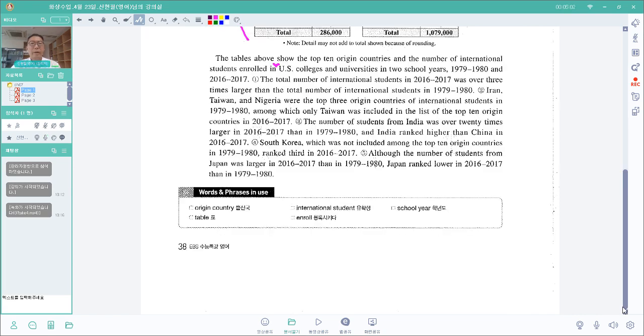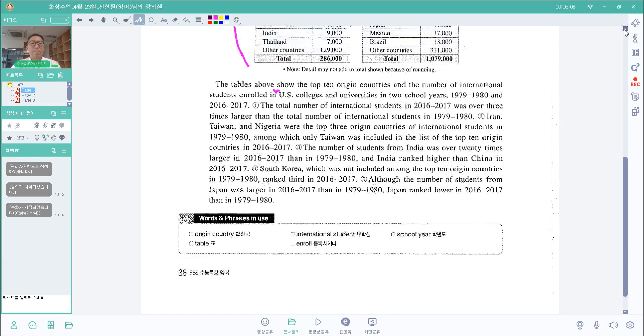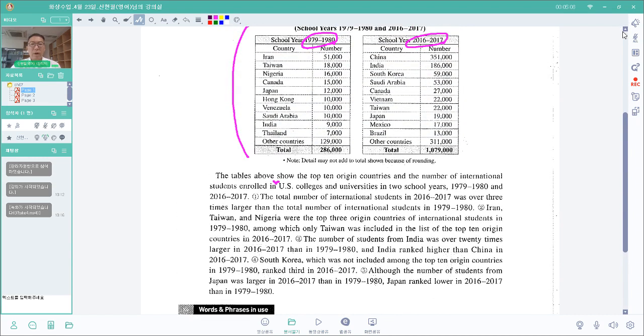And also, Iran, Taiwan, and Nigeria were the top three origin countries of international students in 1979 to 1980. So we have Iran, Taiwan, and Nigeria, the top three countries in 1979, which is correct, and among which only Taiwan was included in the list of top 10 origin countries in 2016. So in 2016, only Taiwan is left, and Iran and Nigeria are gone from the top 10 list, which is correct.